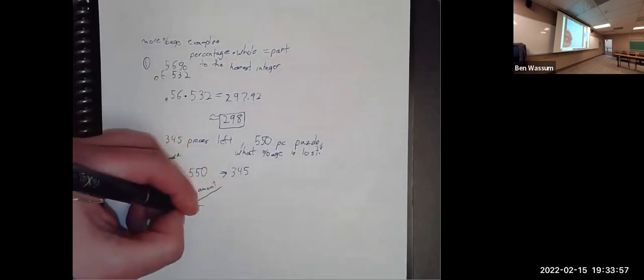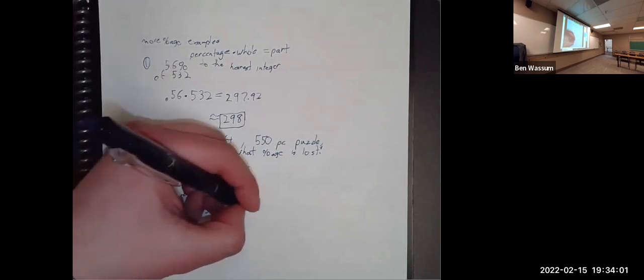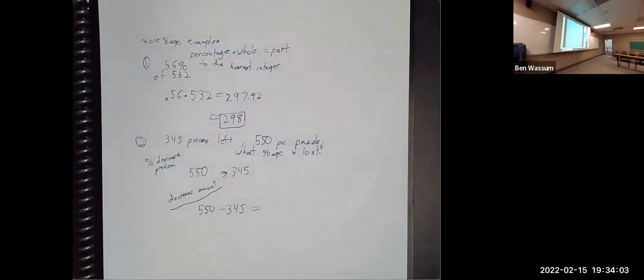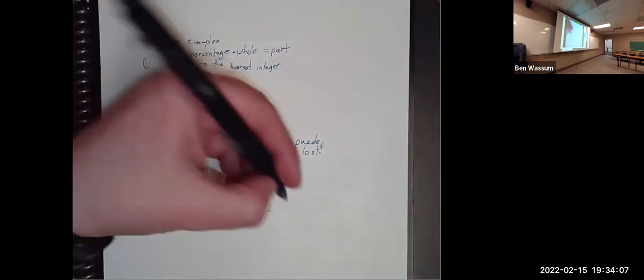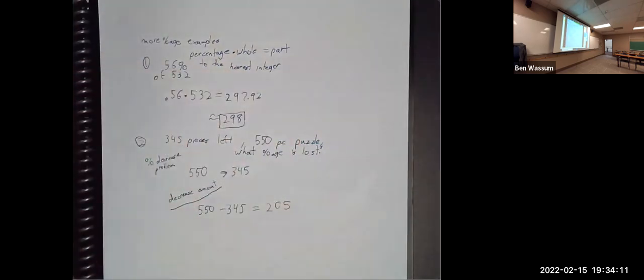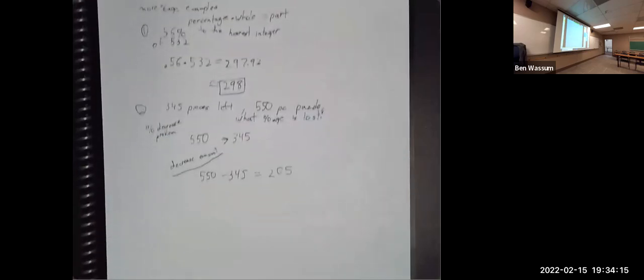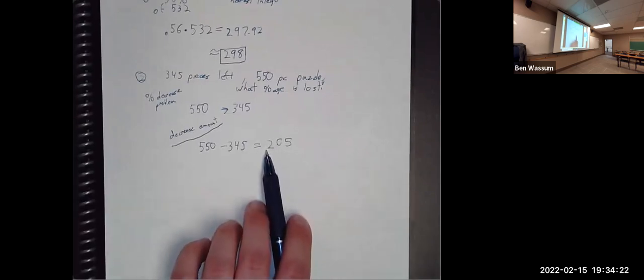So we're going to take our original amount and subtract the 345, and we figure out how many puzzle pieces we've lost, right? Which is what, 205? That puzzle's toast, just throw the whole thing away. So we have our decrease amount.